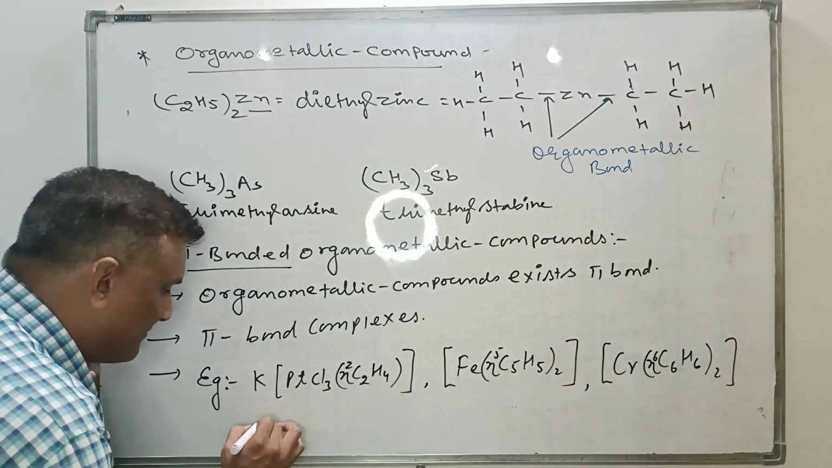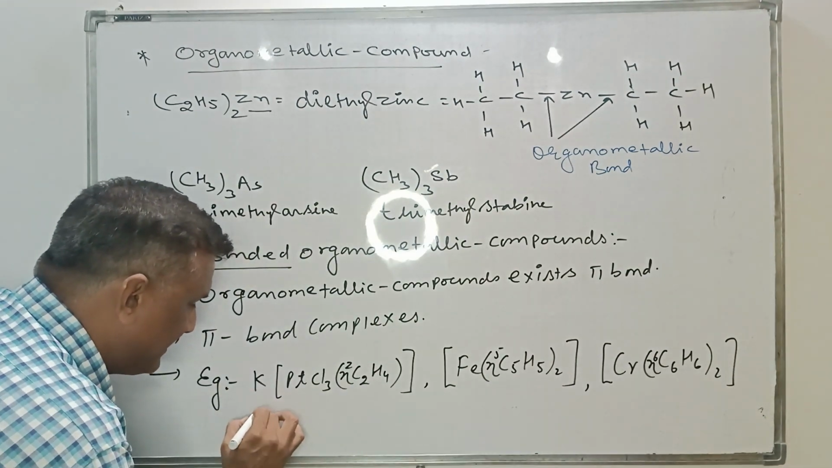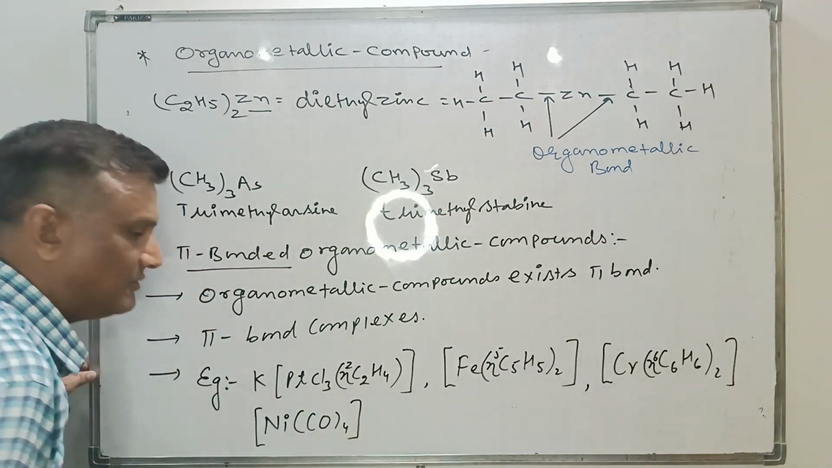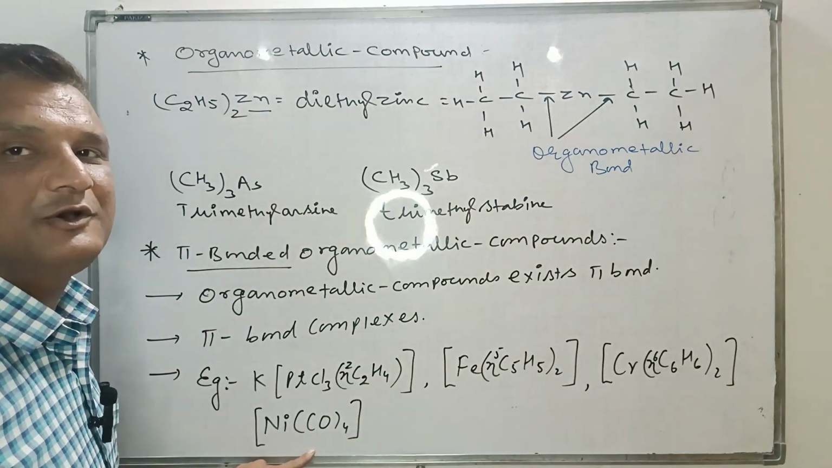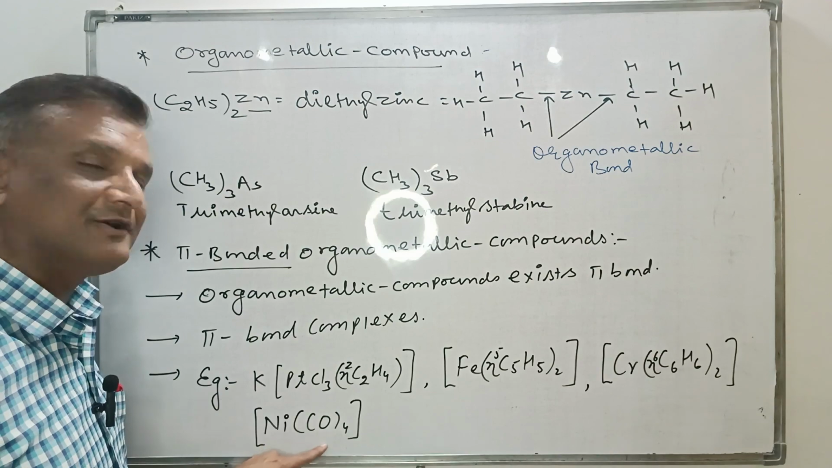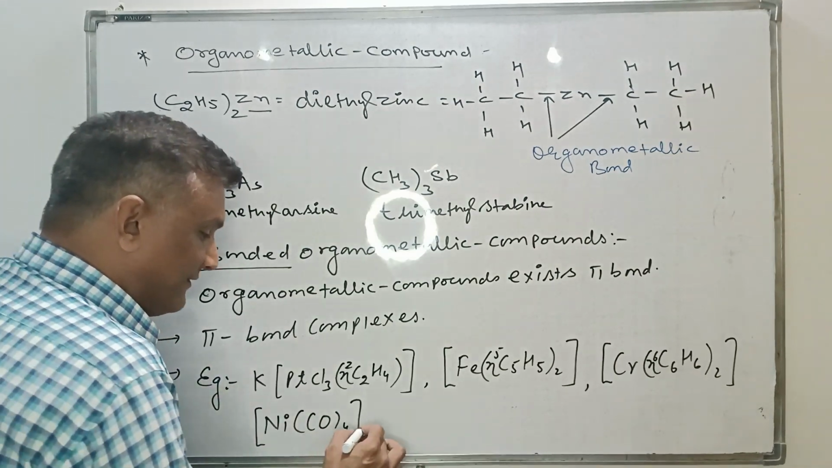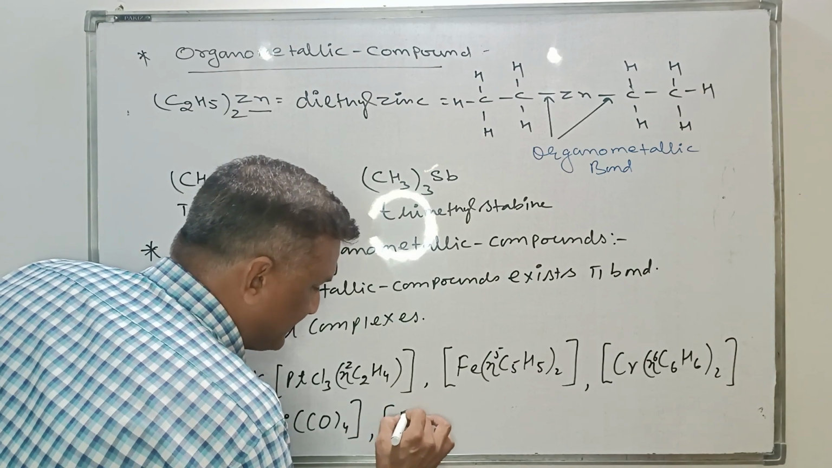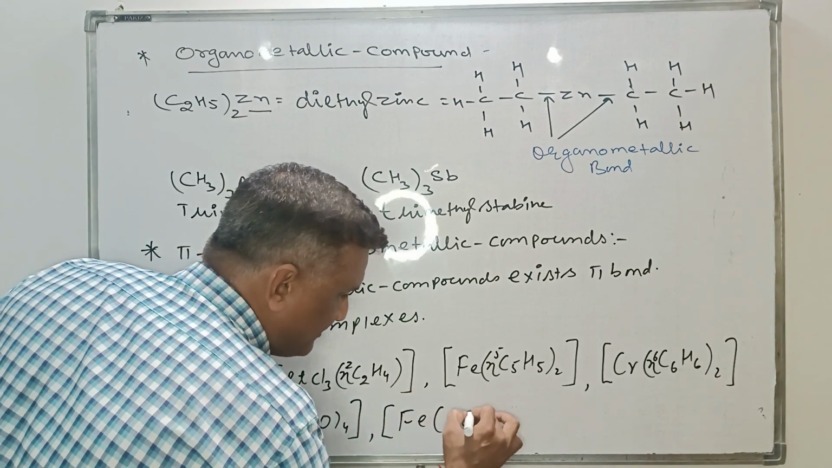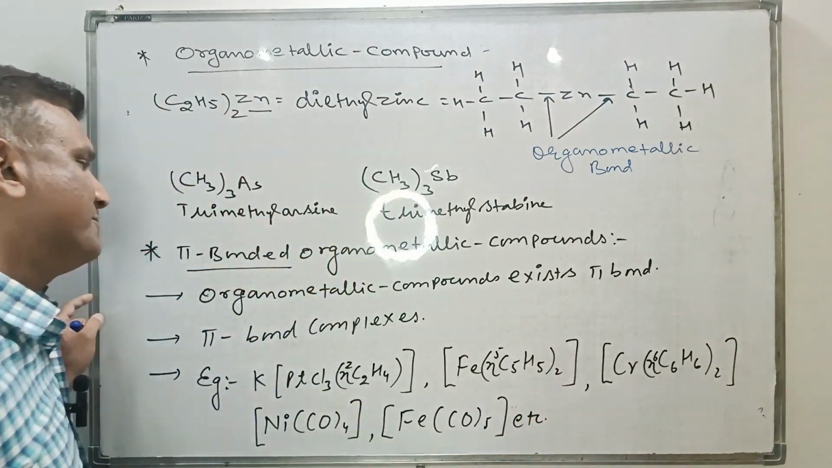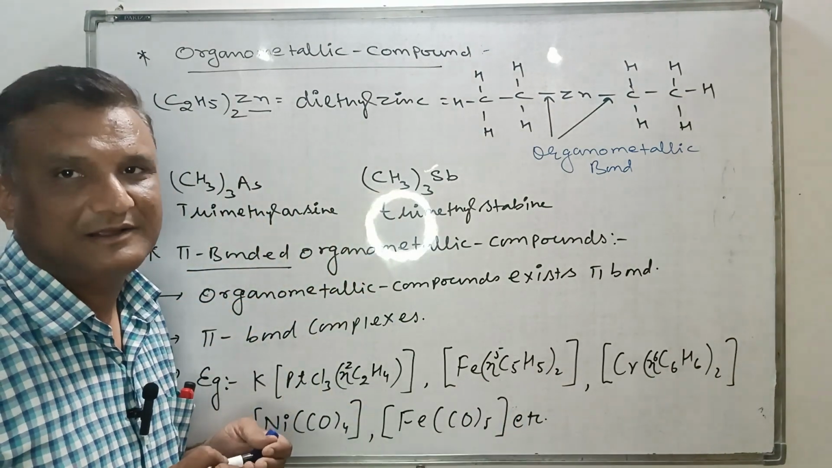We can take the example of Ni(CO)4, which is also known as a metal carbonyl. Another example is Fe(CO)5. These are all pi bonded organometallic compounds.